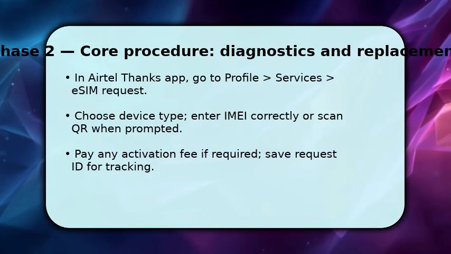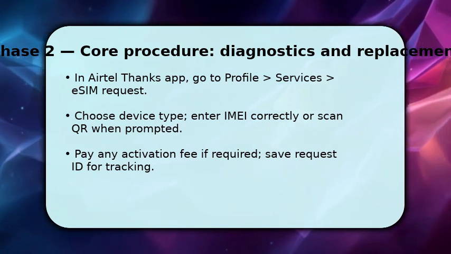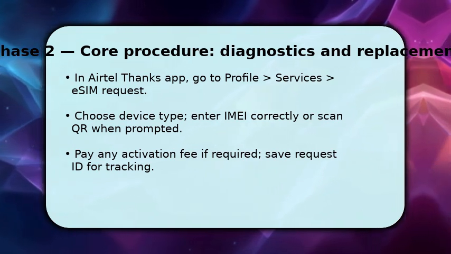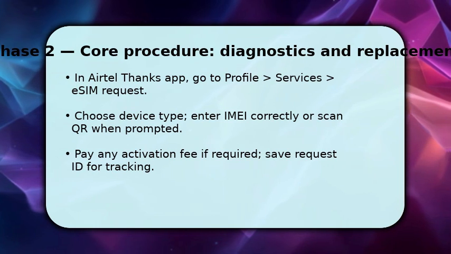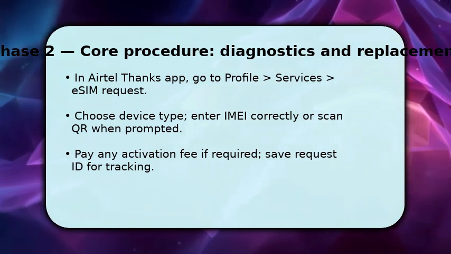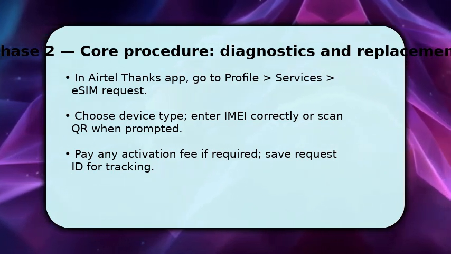You tap through the Airtel Thanks app. Go to Profile, select Services, then pick eSIM Request. This triggers the provisioning flow. When asked, choose the correct device type and either enter the phone's IMEI or let the app scan it. Accuracy matters because wrong IMEI blocks activation. Then confirm any nominal activation fee and submit.